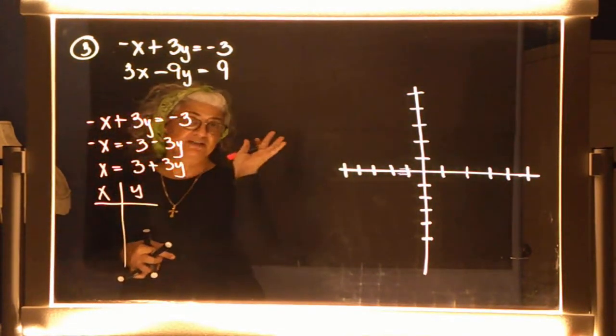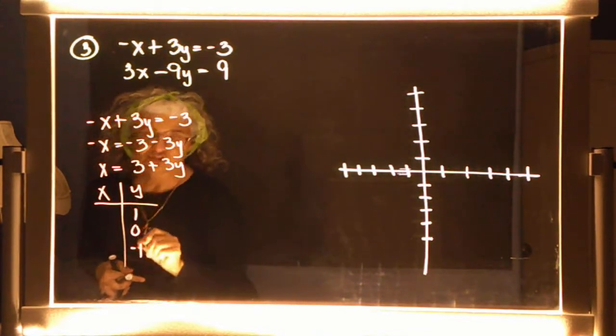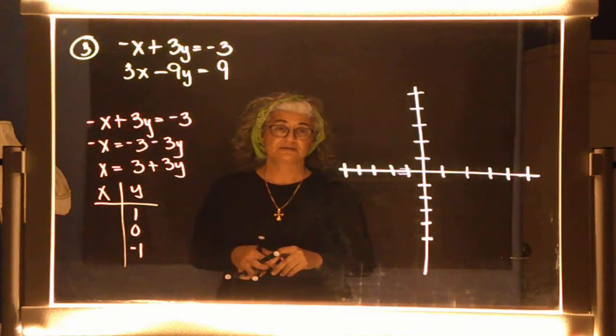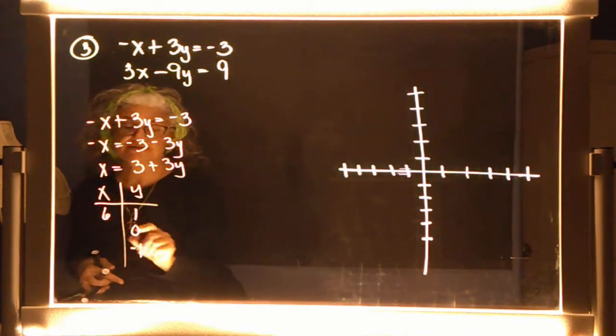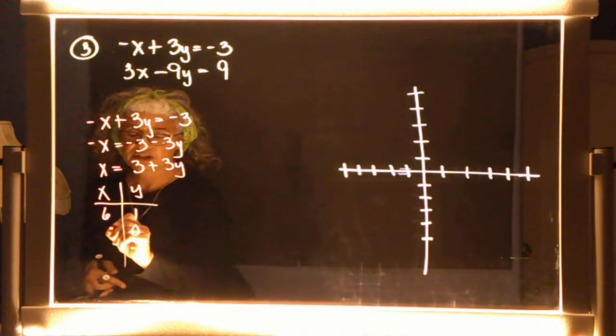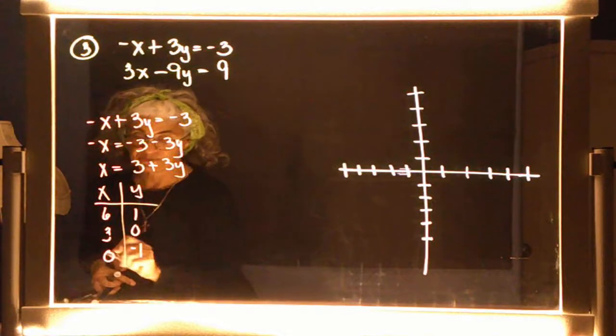And I'm going to plug in numbers for the y, because the y's got all the junk around it. Good? Okay. So, plug in 1, we get 6. Plug in 0, we get 3. Plug in -1, we get 0.